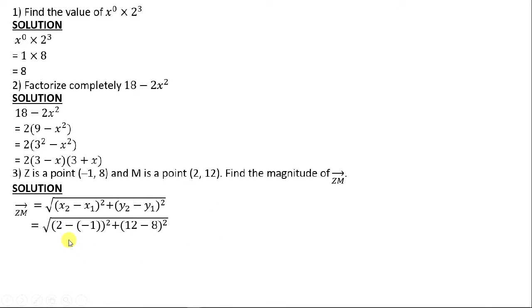Let's do that. Now, when you have a minus and a negative, it's the same as plus. So that is the same as 2 plus 1, which is going to give us a 3. So we have 3 squared plus 12 minus 8, you get 4 squared. If you multiply 3 by itself twice, you're going to get a 9. Multiply 4 by itself twice, you get a 16. So we have 9 plus 16. The square root of 9 plus 16 is the square root of 25. Which number are we supposed to multiply by itself twice to get 25? 5. Therefore, the magnitude was 5.